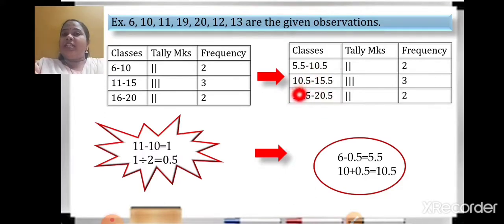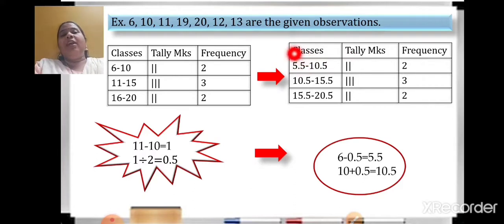What are the 3 steps to follow to make any classes continuous? Take any 2 consecutive class intervals from here. Take the difference between the upper limit and the lower limit. In this case, it is 16 minus 15, that is 1. Always, the difference that you got, you have to divide by 2. You will get that factor which you need to subtract on this side and add on this side.